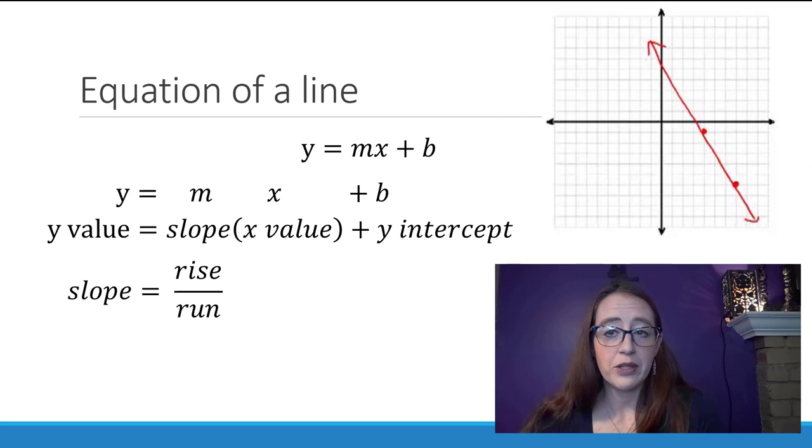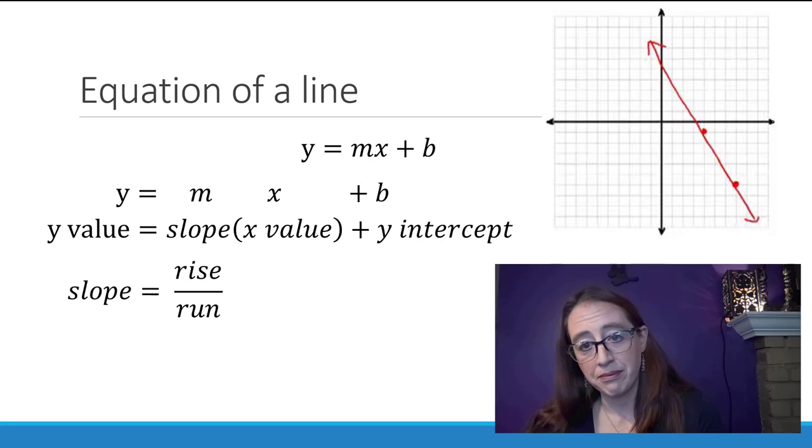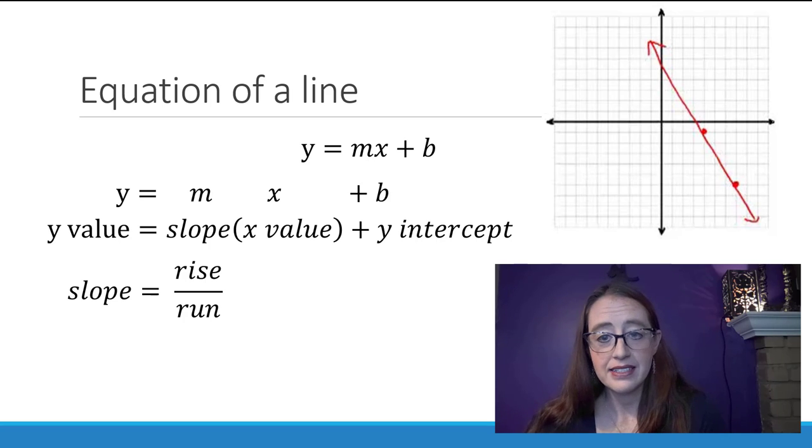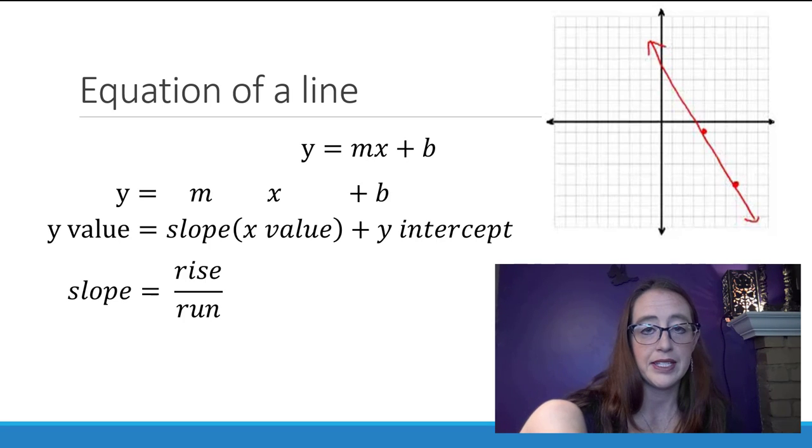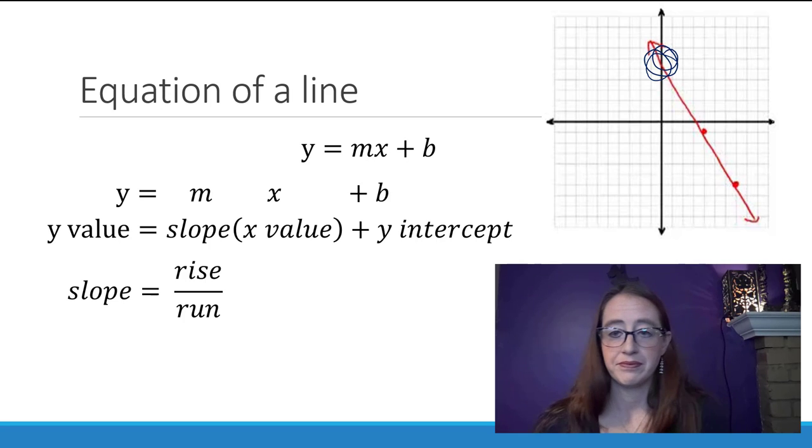We typically write the equation of a line as y equals mx plus b. The y is the vertical axis, and so the y is the value on this axis. The x is the horizontal axis, and so the x value is the value on this horizontal axis. The slope is defined as the rise of the line over the run of the line. Or, in other words, between any 2 points, the change in the vertical axis versus the change in the horizontal axis. In this picture, you would see that right here.